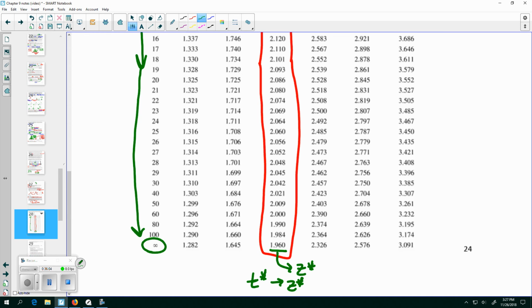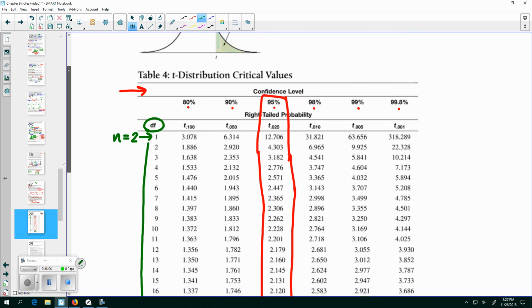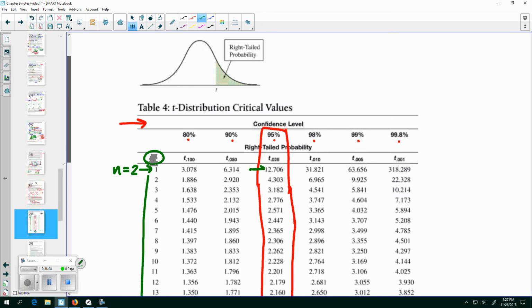Also note, let's look at that middle column. Look at how big our critical value would have to be if we use a sample size of 2. And there's a lot of uncertainty with that. So this critical value is going to make our interval pretty wide.